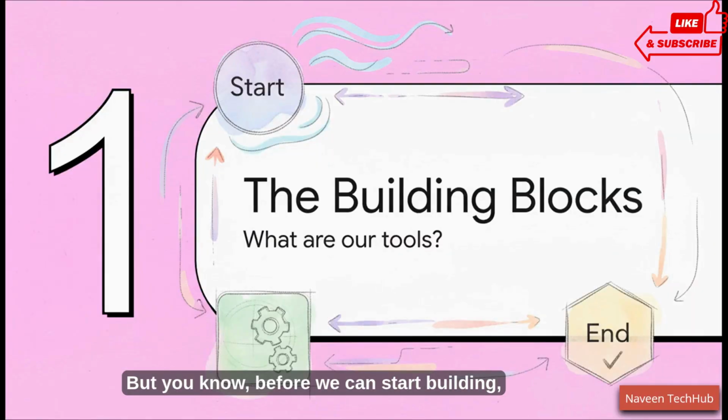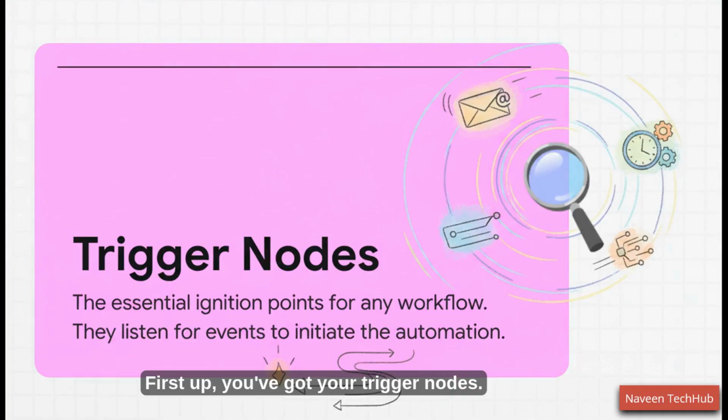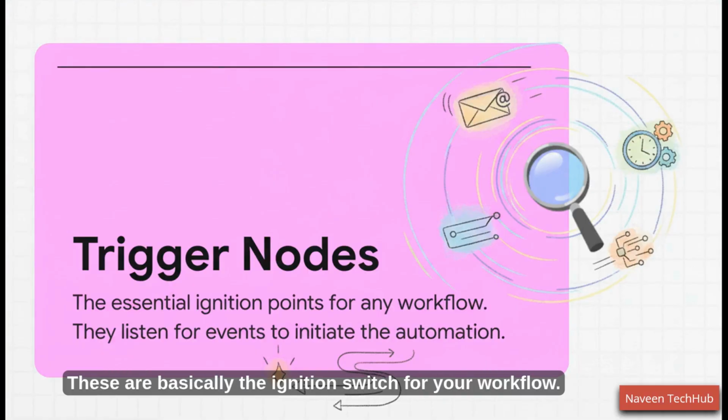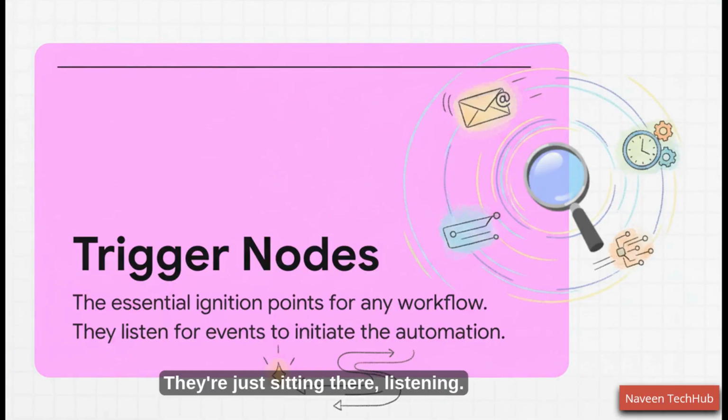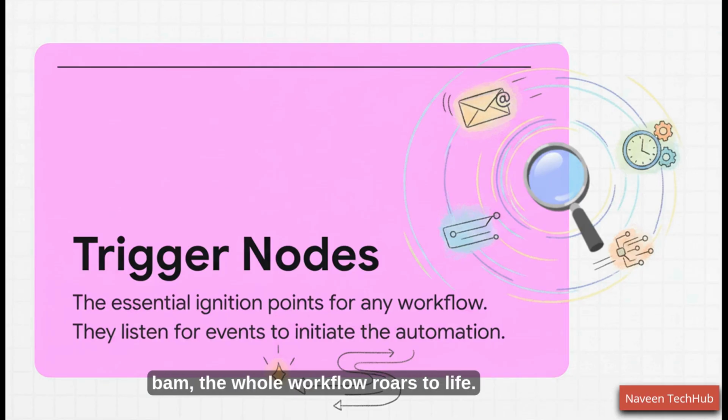But before we can start building, we've got to know our tools, right? Every single workflow you create in n8n, I don't care how simple or how complex, is built from just 3 basic types of nodes. If you get these, you unlock everything. First up, you've got your trigger nodes. These are basically the ignition switch for your workflow. They're just sitting there, listening, maybe for a new email, or for the clock to hit a certain time, or for an API call to come in. And as soon as that event happens, bam, the whole workflow roars to life.